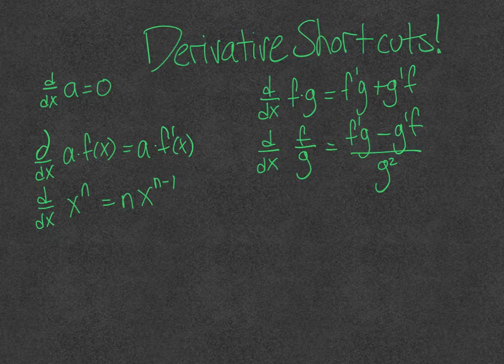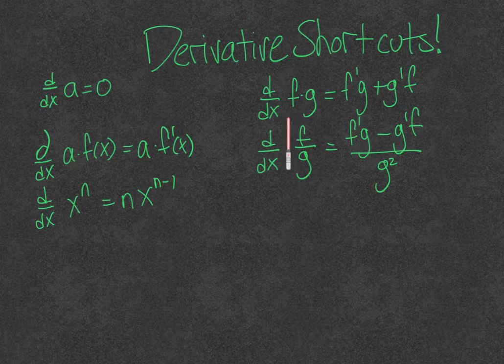And here's our list of derivative shortcuts so far. We've got the derivative of a constant is going to be 0. We've got the derivative of a constant multiplied by a function is that constant times the derivative of the function. So we can always kind of ignore the constant out front when we're taking derivatives. We've got the derivative of a power function, so some kind of variable raised to a numerical exponent. That's going to be whatever that exponent is times that variable to 1 power less. That's the power rule.